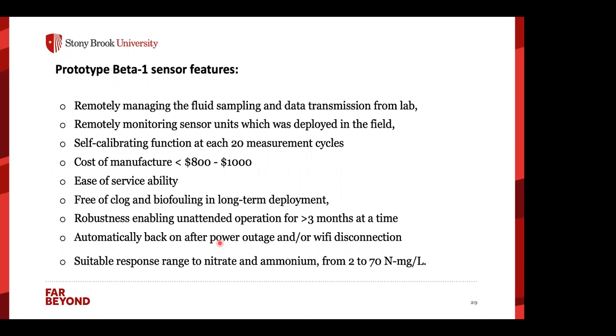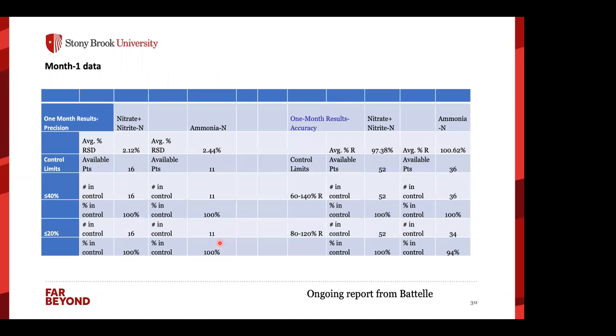The sensor also has a suitable response range for wastewater nitrate, nitrite, and ammonium, from 2 to 70 milligrams nitrogen per liter. I already got 3 months of data released from the lab, but because the report is not complete yet, they don't allow me to release the data. But I can show you the comparison of the data for month 1, month 2, and month 3.